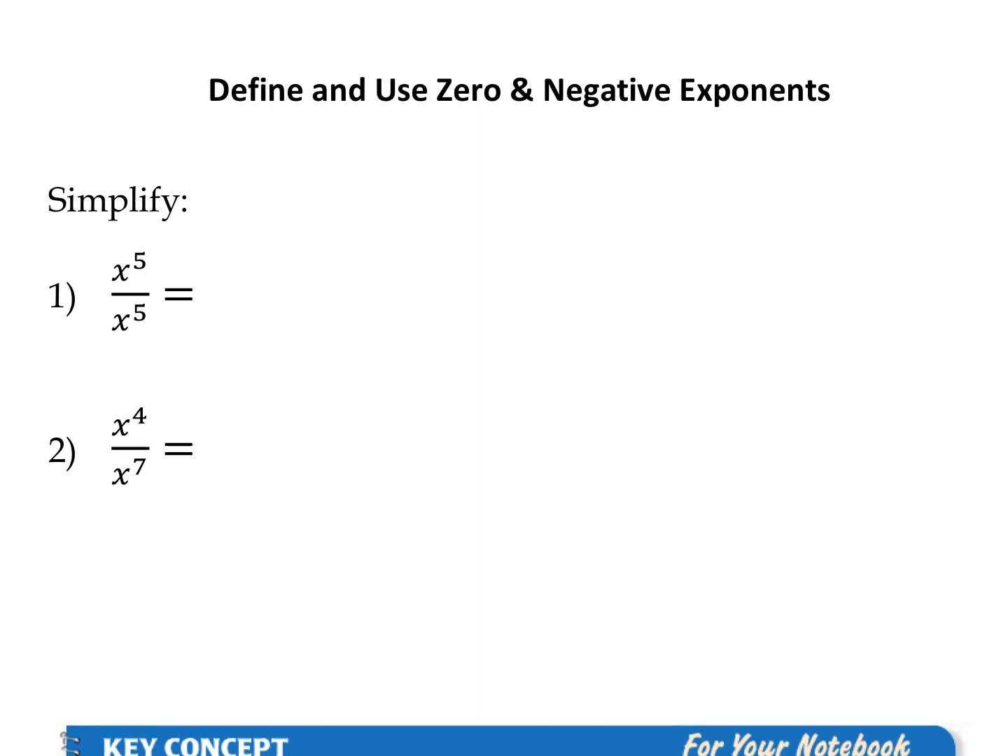In this lesson, we're going to learn about zero and negative exponents. So let's see a couple examples. We can use some properties of quotients to understand what happens with zero and negative exponents.